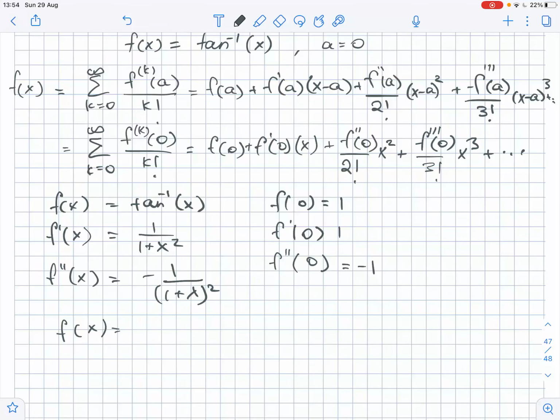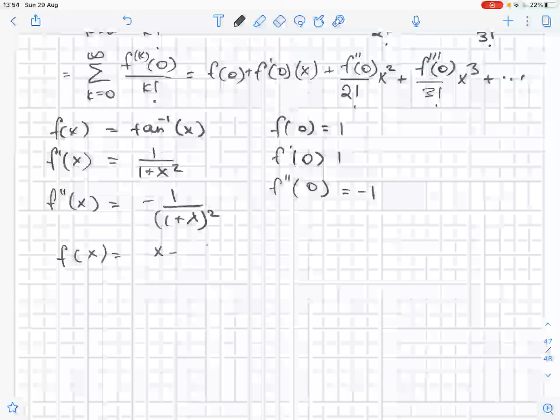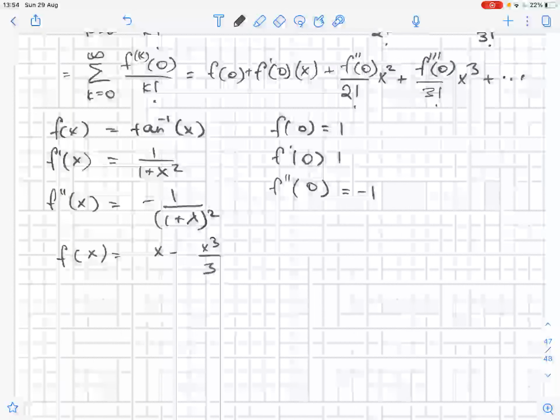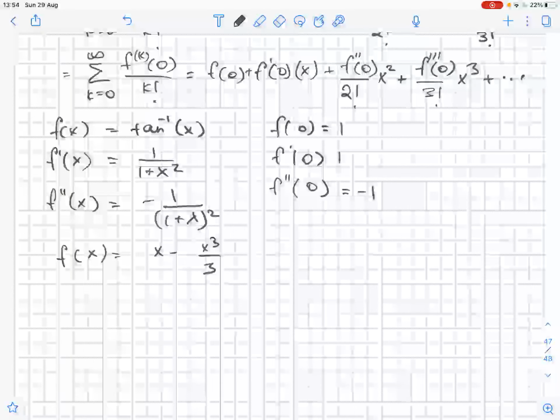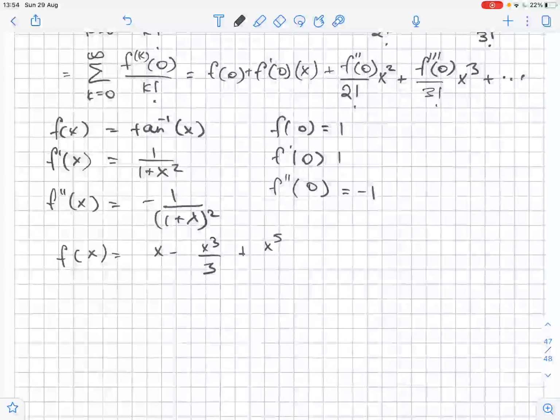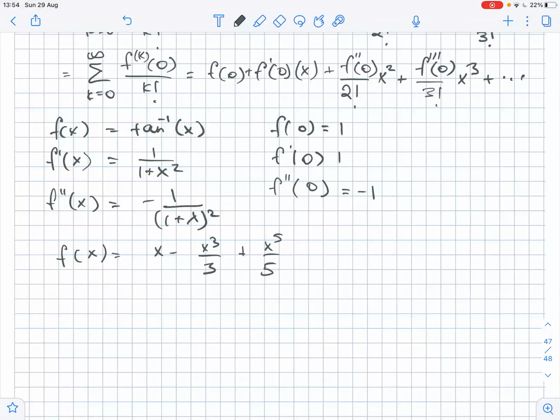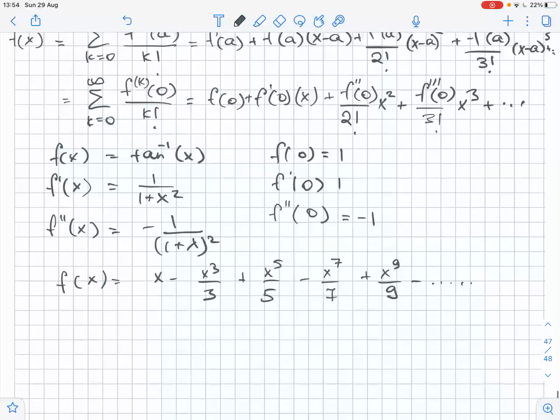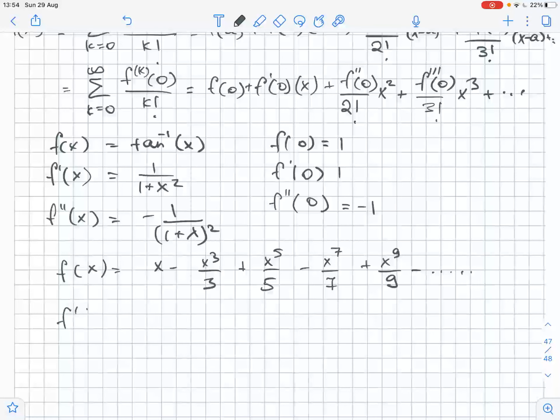Well, that means that our Taylor series for the given function is given by f of x equals x minus x cubed over 3 plus x to the 5th power over 5 minus x to the 7th power over 7 plus x to the 9th power over 9, and so on.